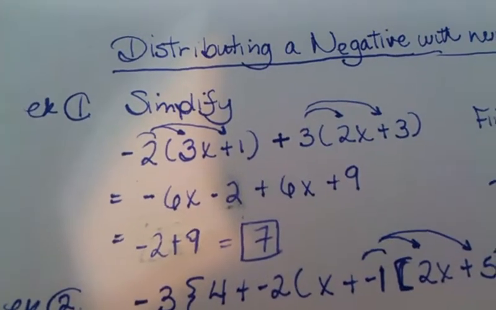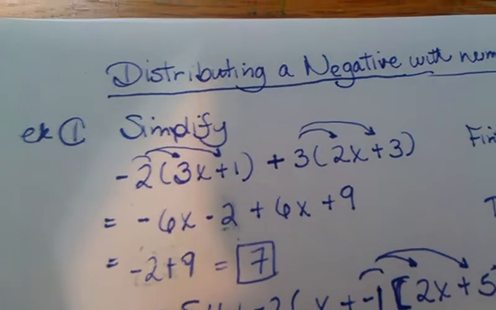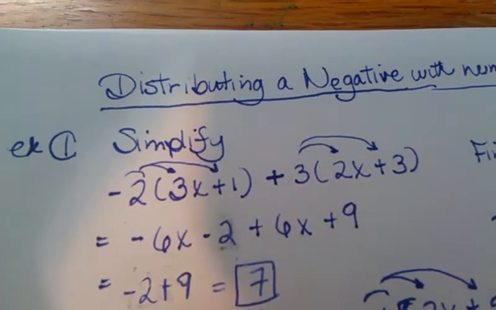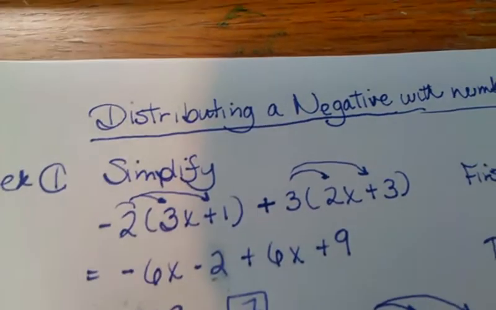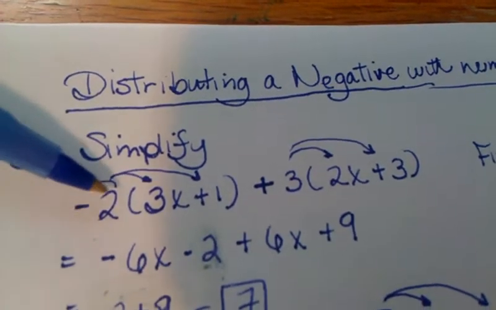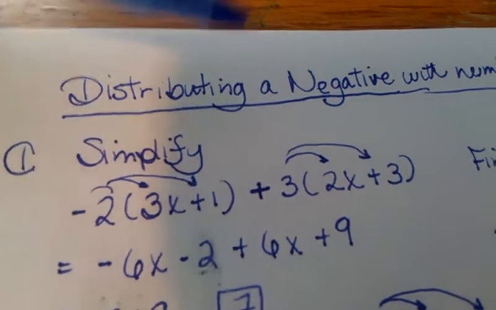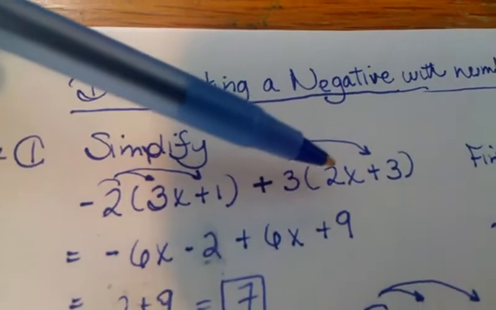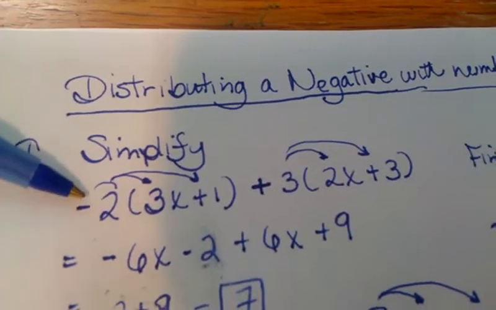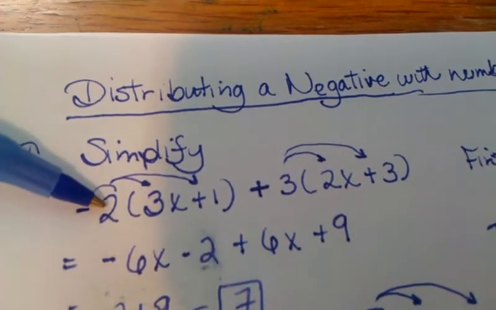So here is problem set 16, and this problem set looks at distributing a negative with numbers. For our first example, we're going to distribute a negative 2 over 3x plus 1, and then we have plus 3 times 2x plus 3. And what we notice here is that we need to distribute all of negative 2. That negative stays with the 2.